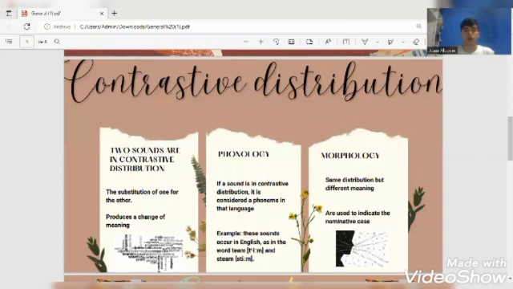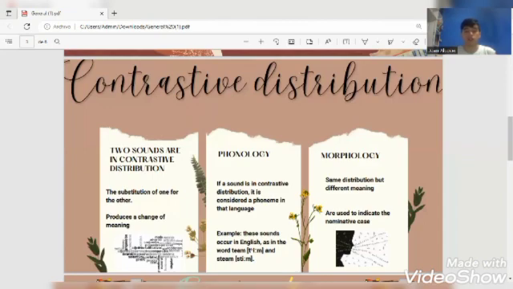Two sounds are in contrastive distribution if the substitution of one for the other in the same phonological environment produces a change in meaning. A sound in contrastive distribution is considered a phoneme of that language. For example, in English, the sounds P and B can both operate in initial position, as in the words pat and bat. The two sounds that are in contrastive distribution in one language may be in complementary distribution or free variation in another language.